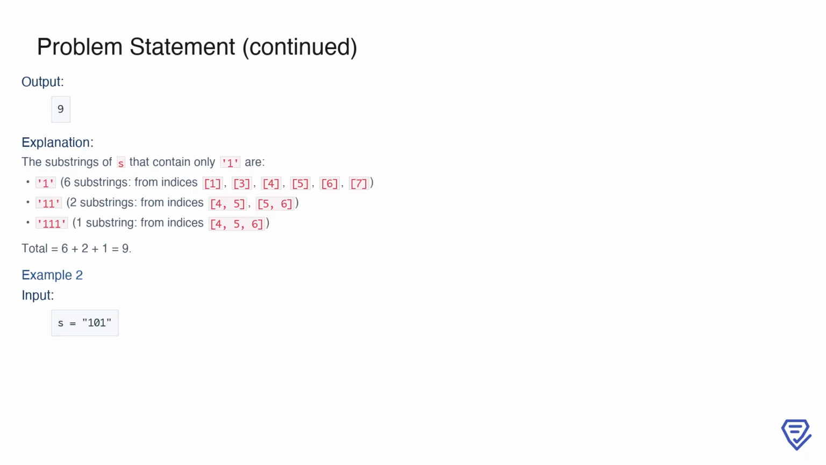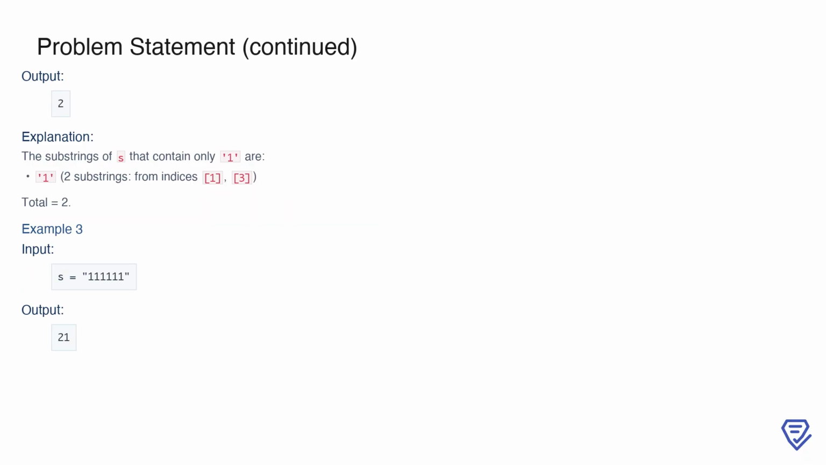Breaking it down, the substrings that contain only 1 include 6 single-character substrings, 1 at indices 2, 3, 5, 6, and 7. Then, there are 2 two-character substrings, 11 at indices 5, 6, and 6, 7. Lastly, there is 1 3-character substring, 111 at indices 5, 6, 7. Adding these together gives a total of 6 plus 2 plus 1, which equals 9.